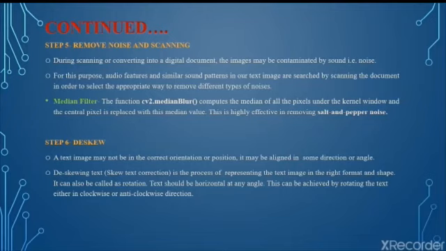Step 6 is deskew. Deskewing means the process of representing the text image in the right format and shape, and it can also be called rotation. So sometimes it happens that any text image may not be in the correct orientation or position, or it may be aligned in some direction or angle. So to make the text horizontal at any angle, this can be achieved by rotating the text either in clockwise or anti-clockwise direction.